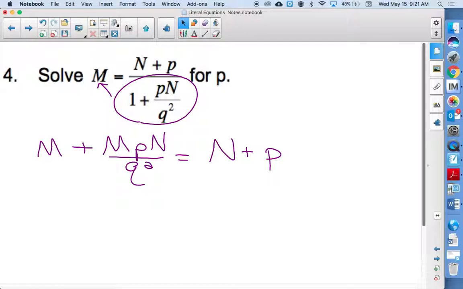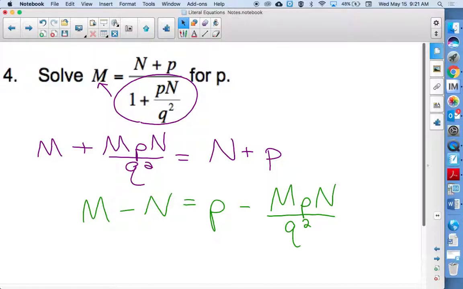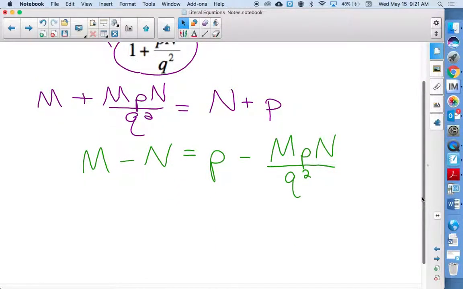So then the goal is to get p by itself. So kind of switching things, getting the p's together on one side, we would have an m, I'm going to subtract n, and then we have a p, and subtracting m p n over q squared. Again, you don't have to do it this way. It kind of just depends on what you see. This is just one way to solve the problem.